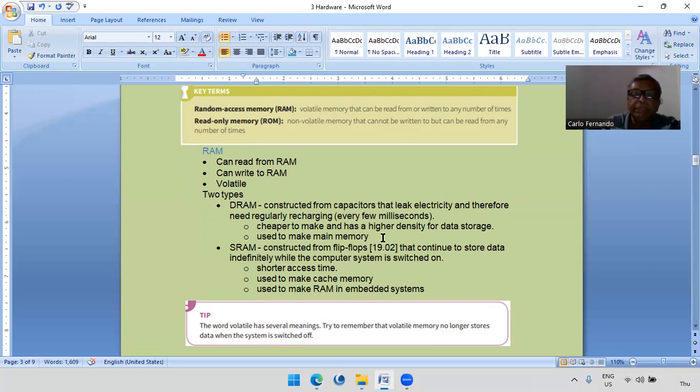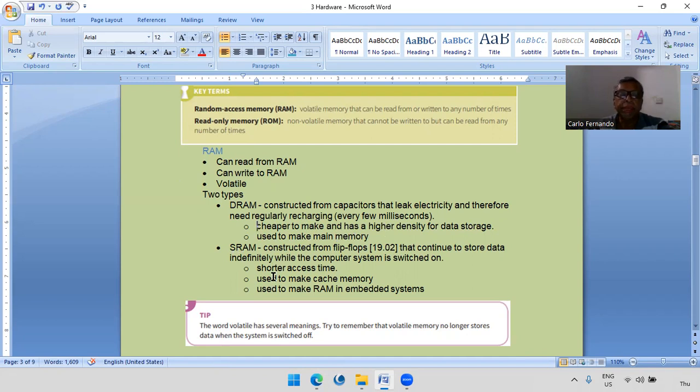It's cheaper to make and has a higher density for data storage. Now compare this to the hard disk, which is cheap but higher capacity. Register, very expensive, less capacity, very tiny. Same way here, it's cheap, with higher density for data storage. So it has large, high capacity, but cheap. Used to make main memory. So to make main memory, you get this DRAM.